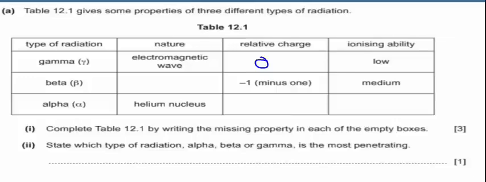So let's come to beta. The nature of beta is that of an electron. So we can say an electron.